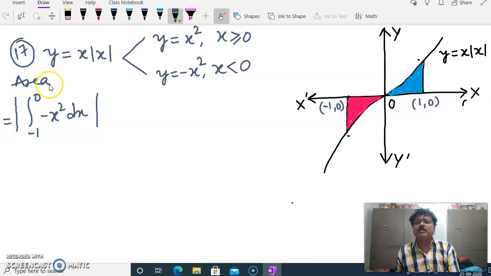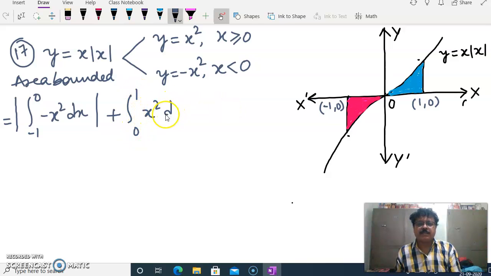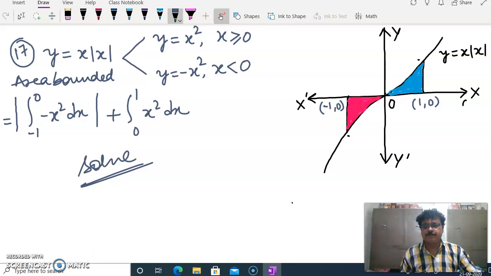So we are talking about area bounded by the curve, correct? Plus 0 to 1, ये तो positive side में है ही, और ये होगा x square dx. So I hope you will be able to solve this question also.